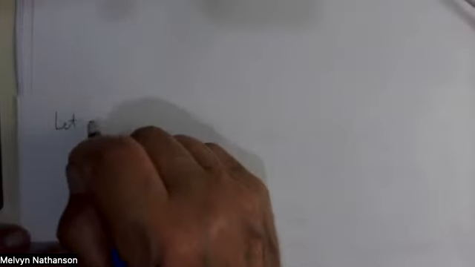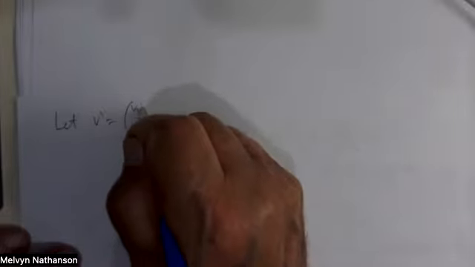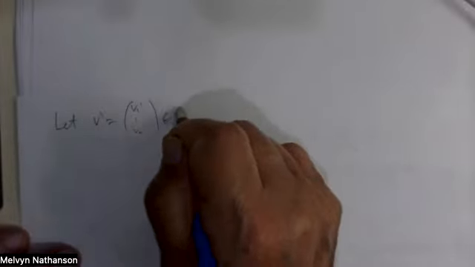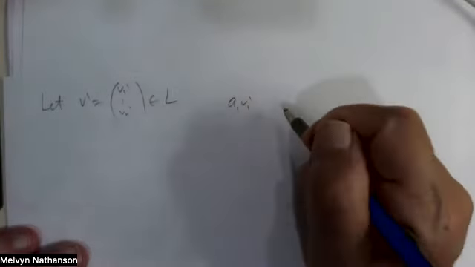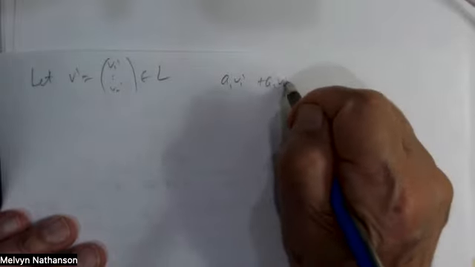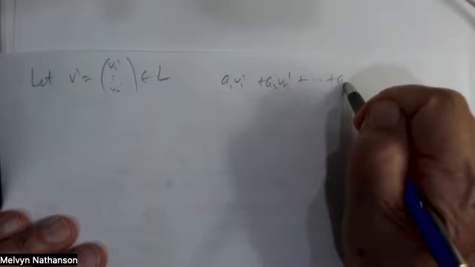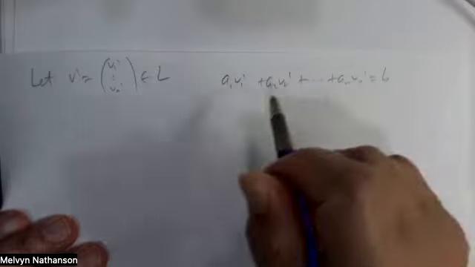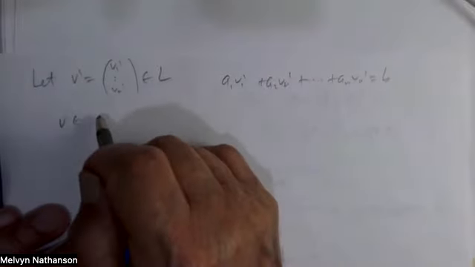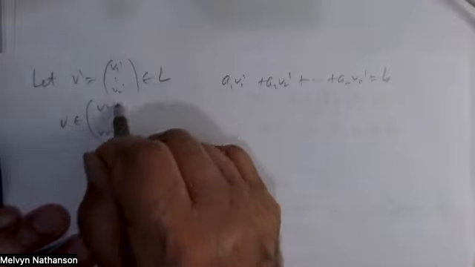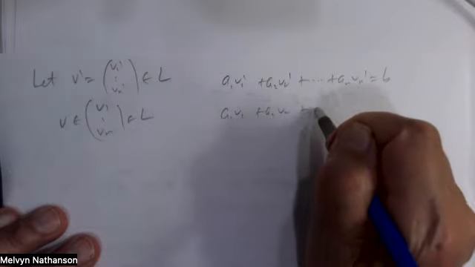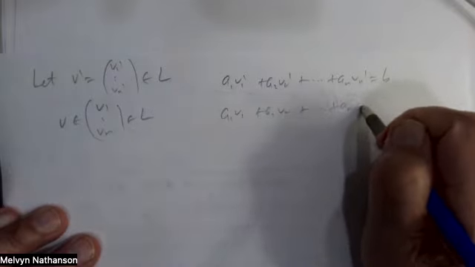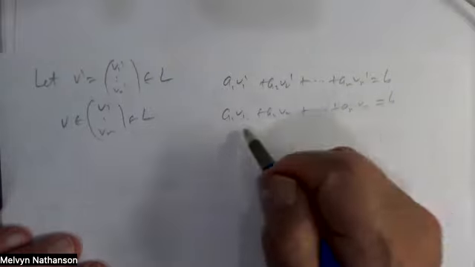On the other hand, suppose V prime with coordinates V1 prime down to Vn prime is also in L. So this means that A1 V1 prime plus A2 V2 prime plus up to An Vn prime equals B. We also had V was in L. V had coordinates V1 up to Vn. So A1 V1 plus A2 V2 up to An Vn equals B.